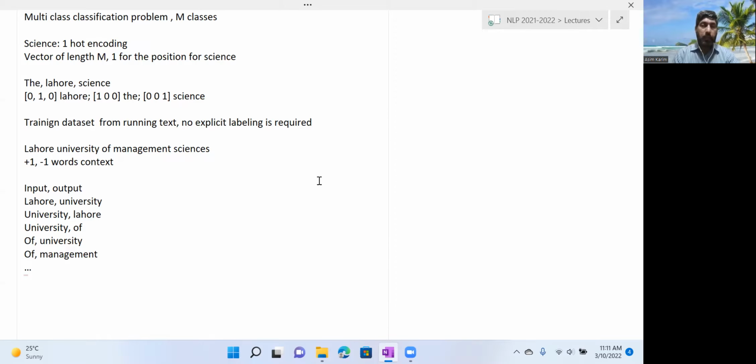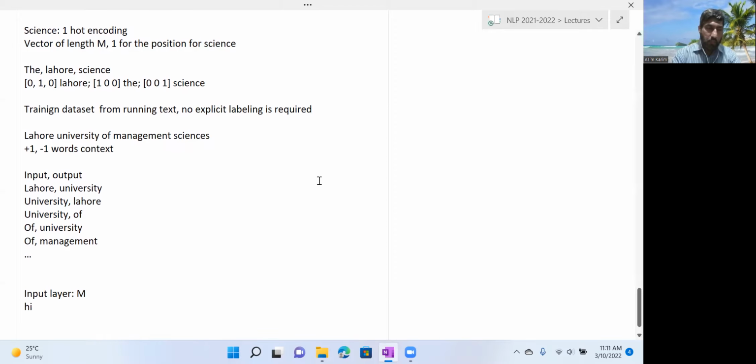So we're also running out of time. We have the training data now, and now we have to look at the neural network model that is used to do this classification. So we will have an input layer. Its size would be M, because remember, each word is one hot encoded, its length is M. We will have a hidden layer.